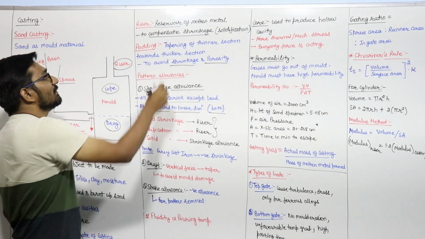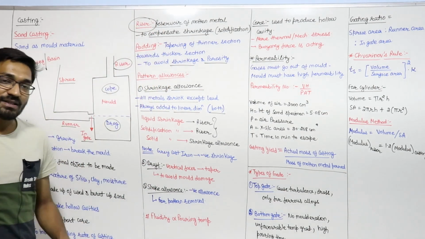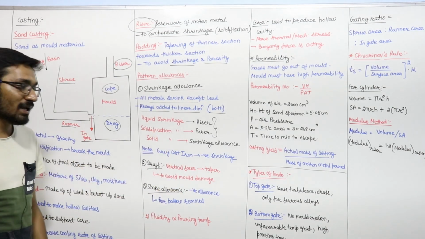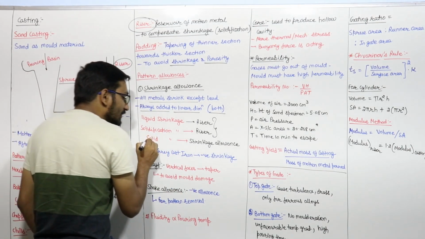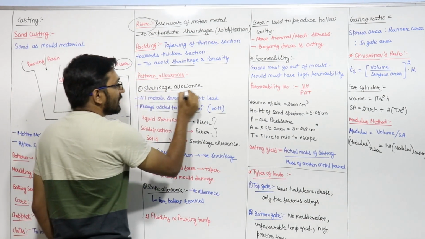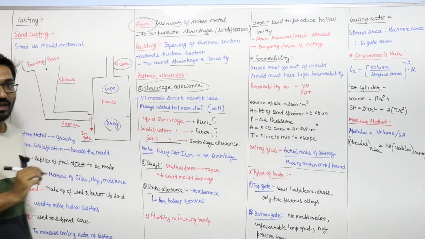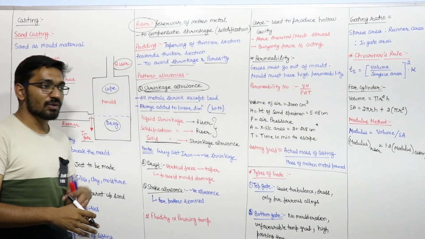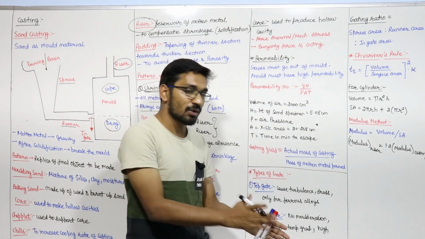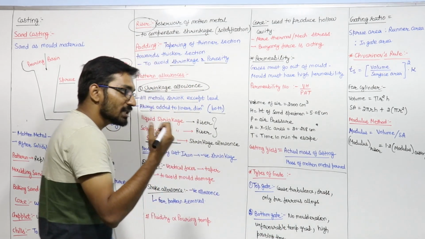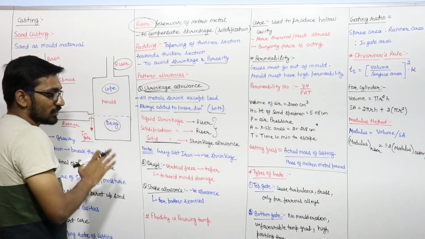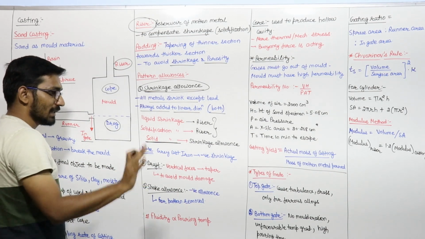So the liquid shrinkage and the solidification shrinkage will be compensated with the help of the riser. After solidification, to compensate the solid shrinkage, we need the shrinkage allowance. Remember, shrinkage allowance is only there to compensate the solid shrinkage, from 400 degrees Celsius solid to room temperature. For liquid and solidification shrinkage, the riser is there. The riser is used to compensate these two shrinkages, right?